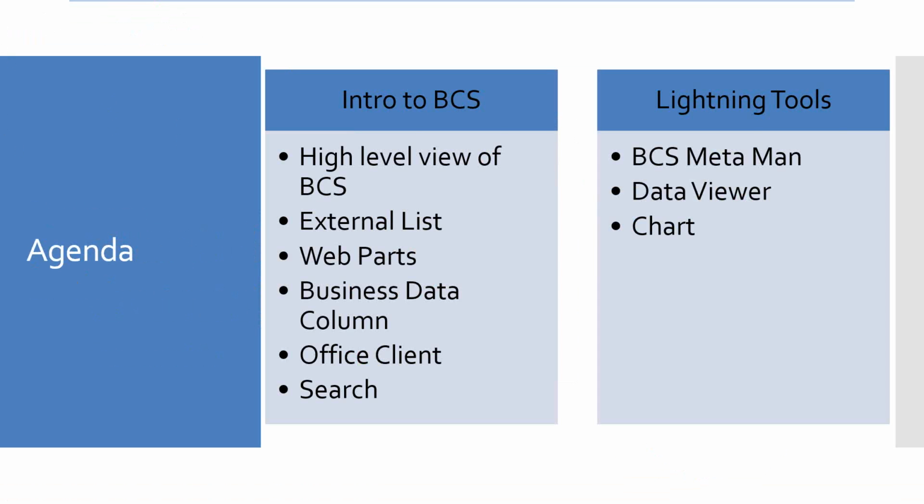Also, we're going to have a look at the web parts that come with SharePoint for connecting to business connectivity or external data sources, and then we'll have a look at the business data column, something that you can use in your SharePoint lists and libraries in order to look up external data as metadata. We'll cover a little bit about the Office client as well, and also the search and how that can bring back results from your external data sources.